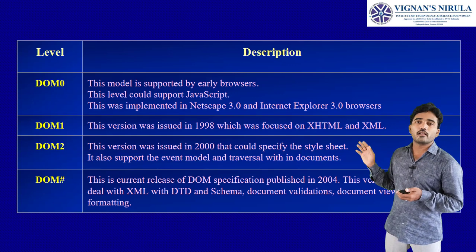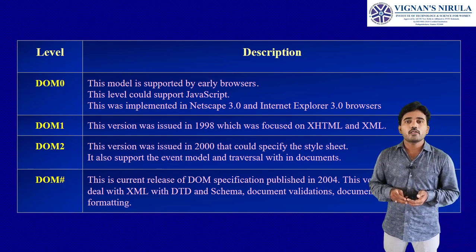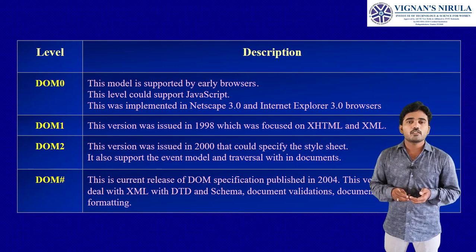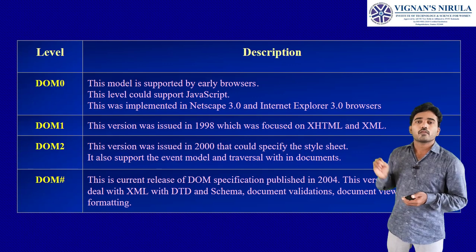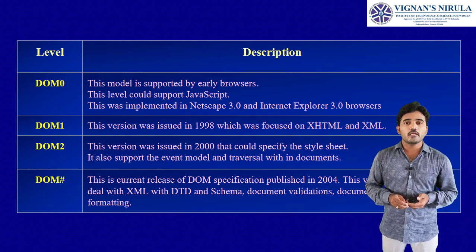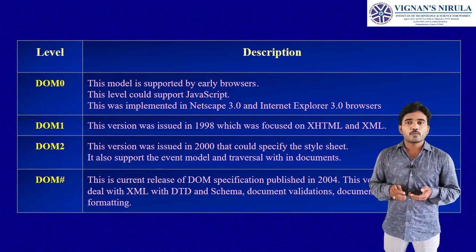Coming to the next one, that is the document object model level 1. This version was used in the year 1998, which was focused on XHTML and XML. And coming to DOM 2, this version was issued in the year 2000, and it could specify the style sheet, and it also supports the event model and traversal within the documents.